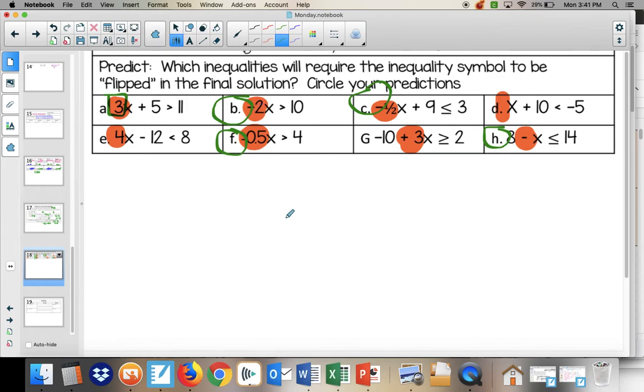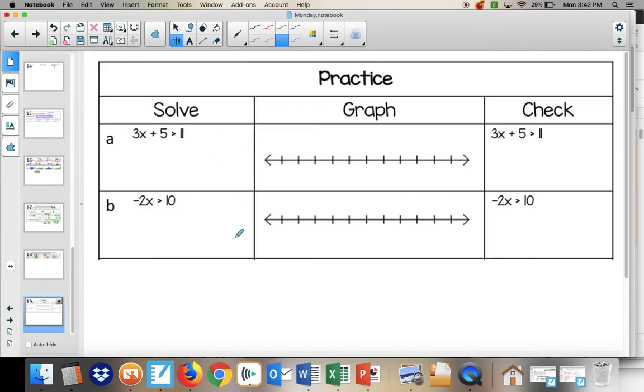All right, so we have gone through our front page of the lesson. Please go to the back page. I'm going to do 2 problems with you, and then part of your homework tonight is to finish that to review tomorrow. All right, I'm going to do A and B with you.